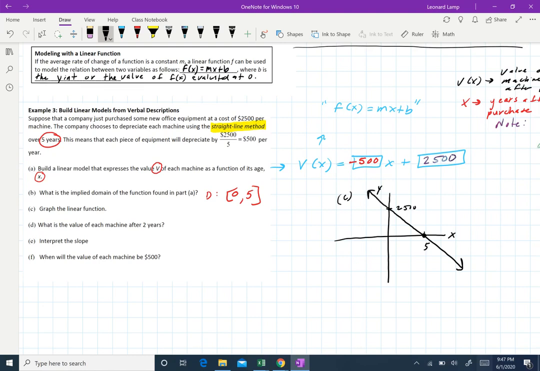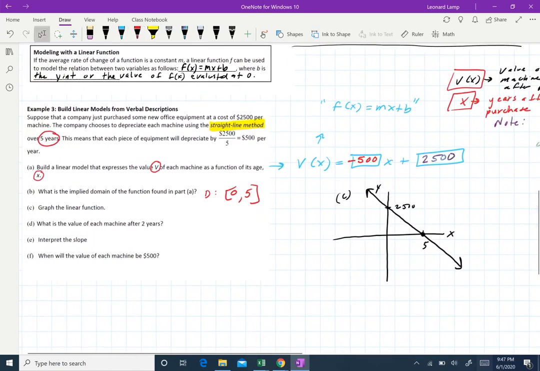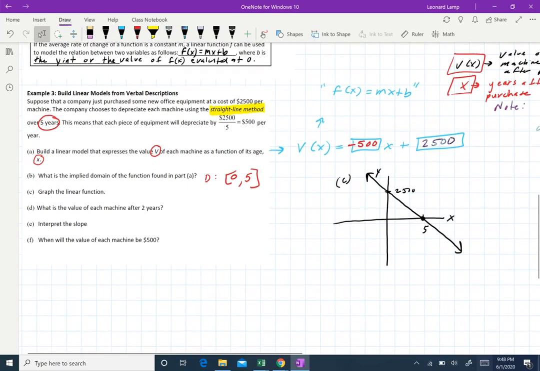Okay, so we know it's a line. We know that the slope would be negative, so it should be going down as you go from left to right. Part D says, what is the value of the machine after 2 years? So this is why knowing what each of the variables stand for that we wrote up here is very important. Because in D it says, what is the value of the machine after 2 years?